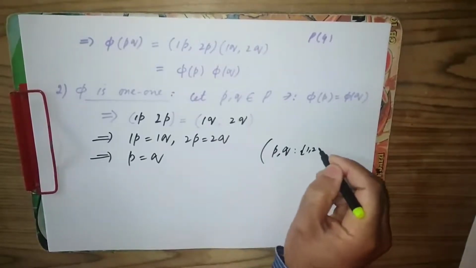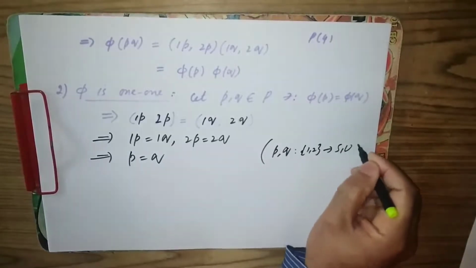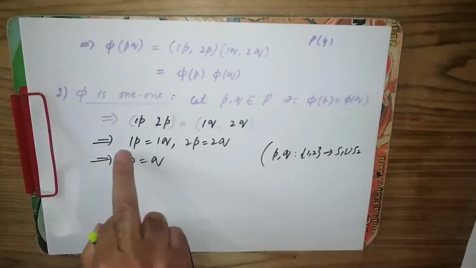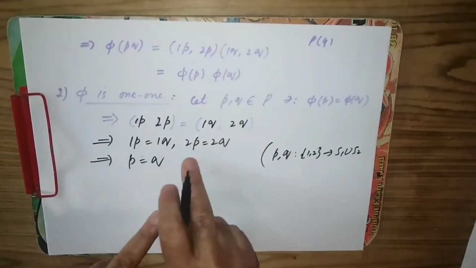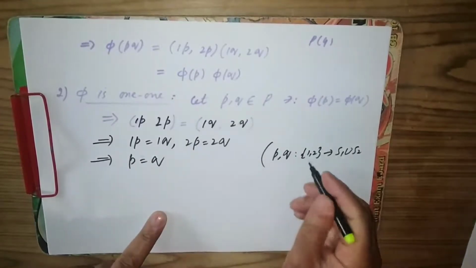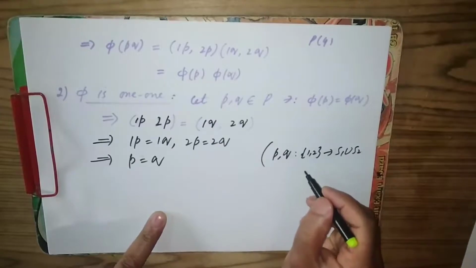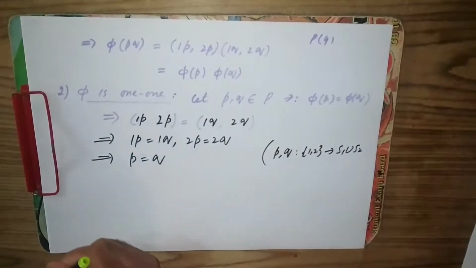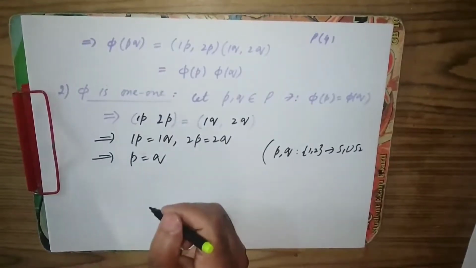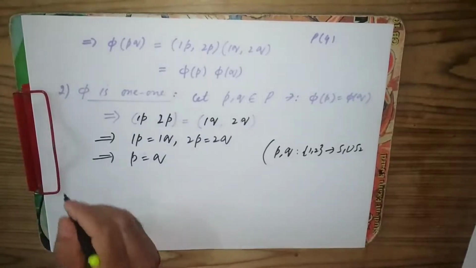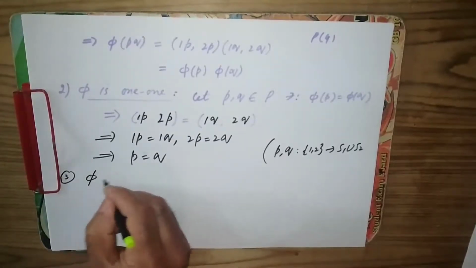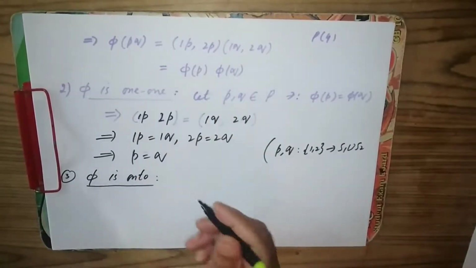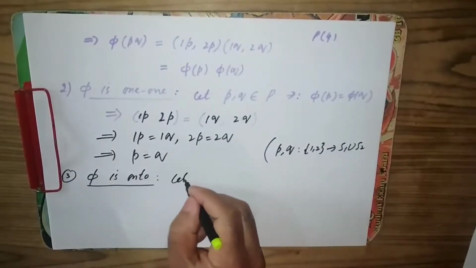I is the set {1, 2}, mapping to S1 union S2, and they are equal at both the points. p of 1 is the same as q of 1, 1p same as 1q, and they are equal at 2 also. And the domain consists of only two points, 1 and 2, and at every point of the domain these two elements of the product P are equal, which implies p is equal to q. So that means this phi is one-one. Third property, phi is onto.